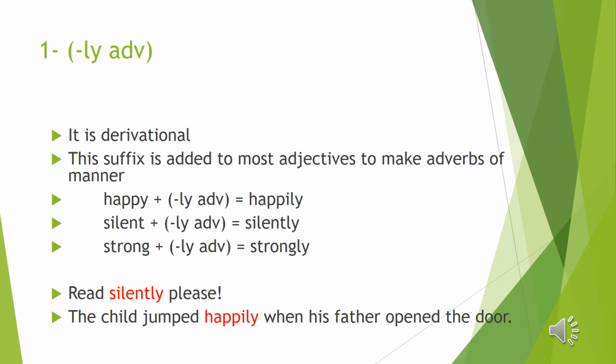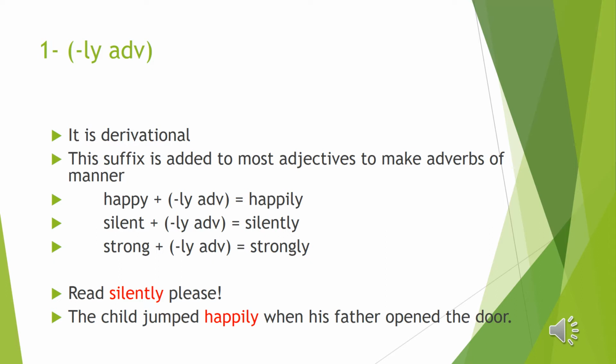We can also recognize ly adverbial in sentences. Always remember that adverbs modify and describe verbs. So, the ly form that describes and modifies a verb is an adverb, and the ly in this adverb is ly adverbial. Let's look at the first sentence. Read silently, please. Silently here is an adverb because it describes and modifies the verb read. Read in a silent way. So we are describing the way of reading. Silently here is an adverb. And the ly in silently is ly adverbial because silently is an adverb.